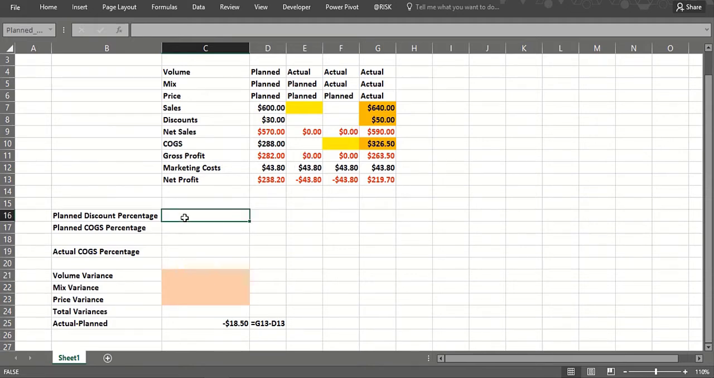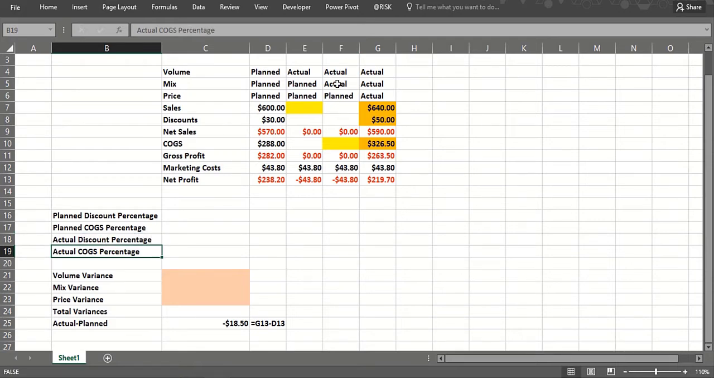Okay, so now the key to doing this is coming up with what was our planned discount percentage, in other words, 30 out of 600. Our planned cost of goods sold percentage, 288 over 600. And then we need the actual discount percentage, how that came out to be, and the actual cost of goods sold percentage.